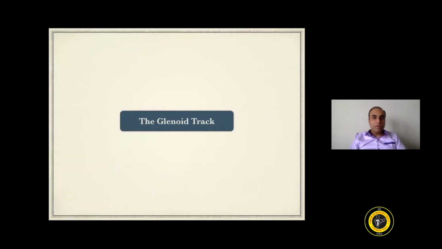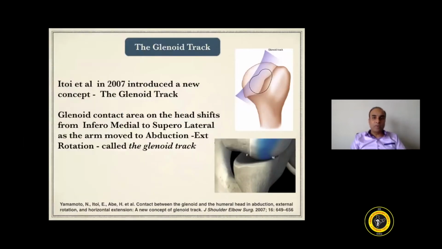Before we move on further, I would like to share something about the glenoid track, because this is a concept which has helped us quantify and establish the bony component of shoulder instability. So what is this glenoid track concept all about? As you can see in the picture on the top right, that purple zone is the glenoid contact area on the head. And this is called the glenoid track.